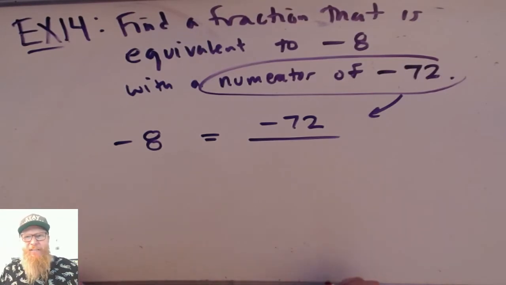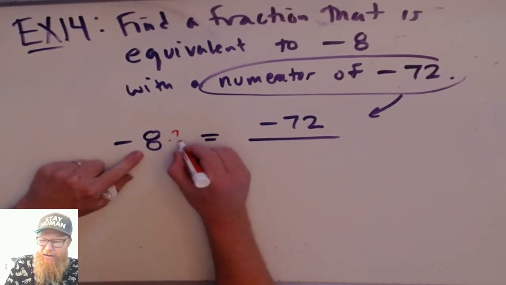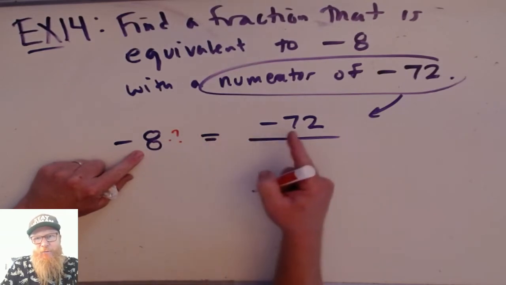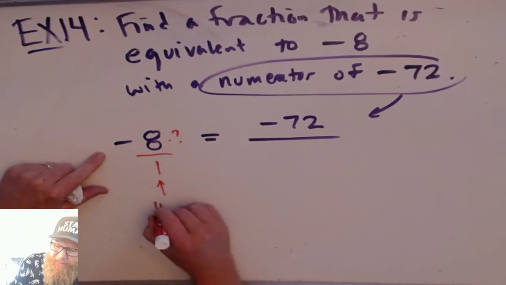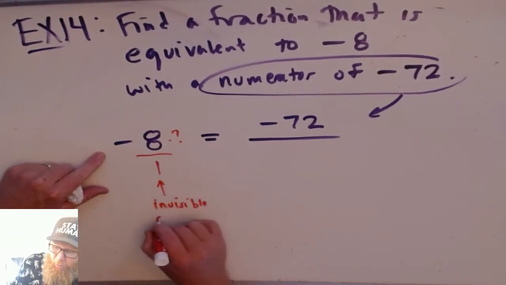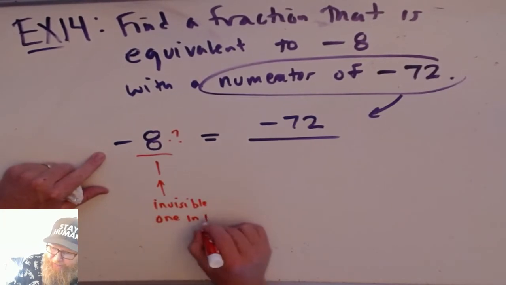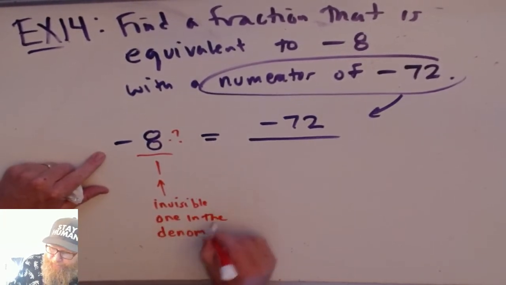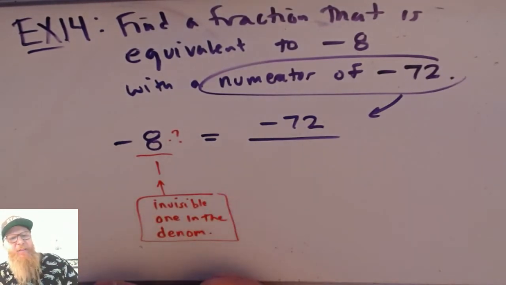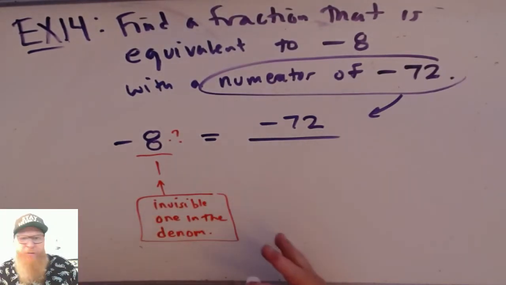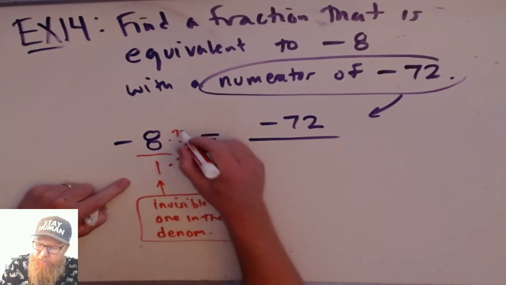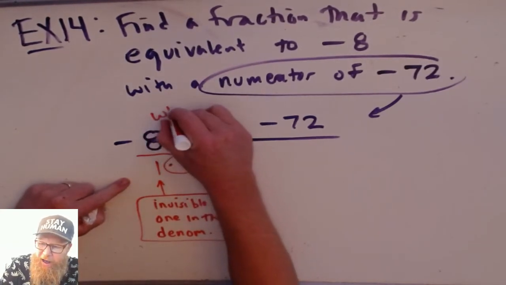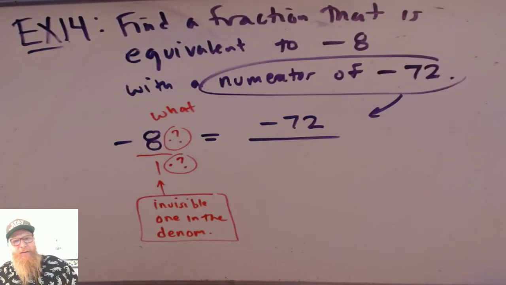And so now you're asking yourself, what times 8 is equal to 72? And then you have to remember that there's an invisible 1 in the denominator. Anytime you have an integer or a whole number, natural number, there's always an invisible 1 in the denominator. That's very important because when you do the what, you're going to have to do the top and the bottom.